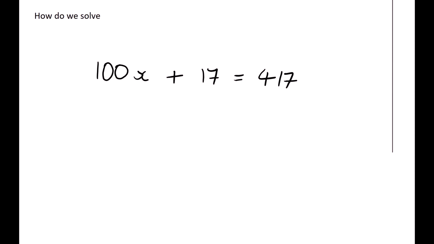Okay, next example. We have some larger numbers. We'll use the exact same idea. First step, get rid of the plus 17. The opposite of plus 17 is minus 17, so we subtract 17 from both sides. My next line becomes 100x equals 400. Now I've got 100x, so I need to divide both sides by 100.